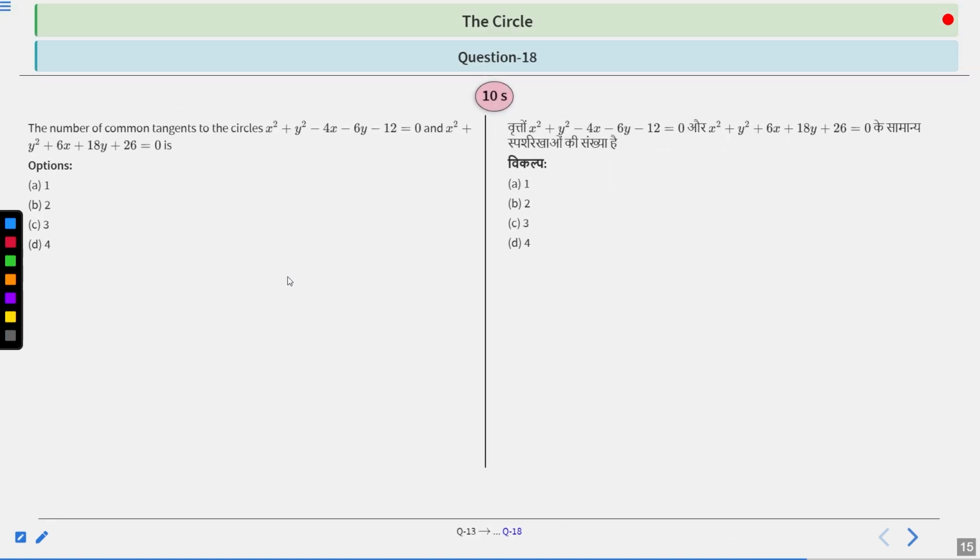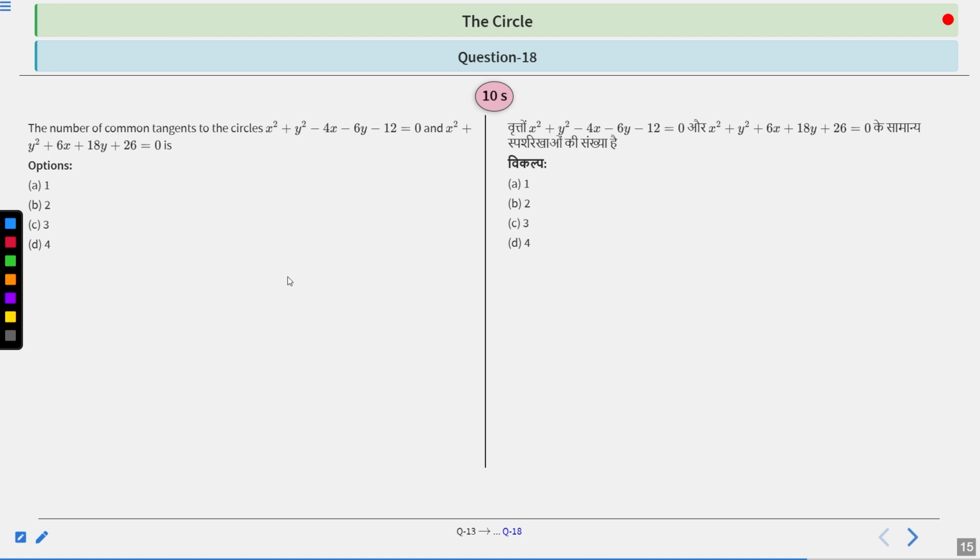Question number 18 says: the number of common tangents to the circle x square plus y square minus 4x minus 6y minus 12 equal to 0 and x square plus y square plus 6x plus 18y plus 26 equal to 0 is? So see, the hint of this question is we are given two circles, right? First we will find the center and radius of the given circles, and by using the conditions of distance between centers and the radius terms, you can easily find where these circles are lying, whether one inside the other, or cutting at 2 points, or separate circles. After that, you can easily find the number of common tangents to the given circles, right? So in this way, you can try to approach this question.